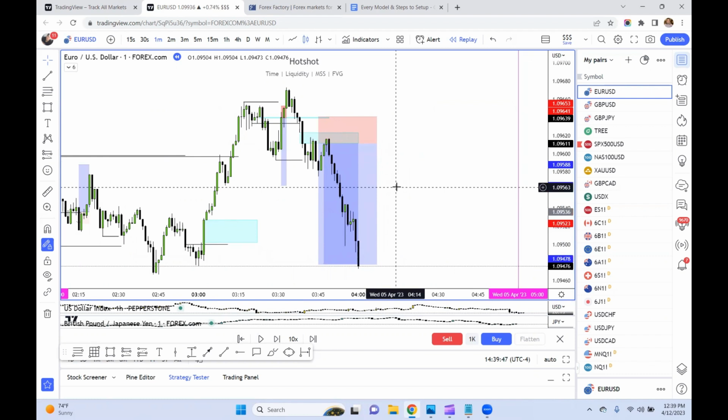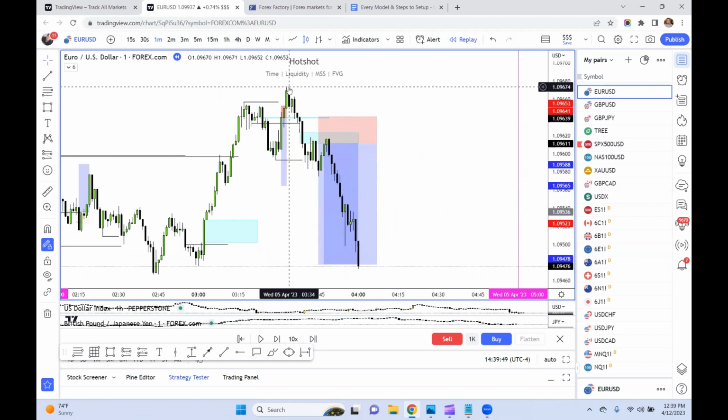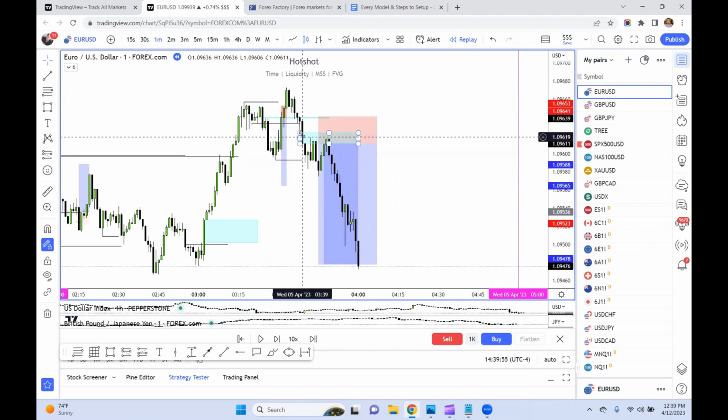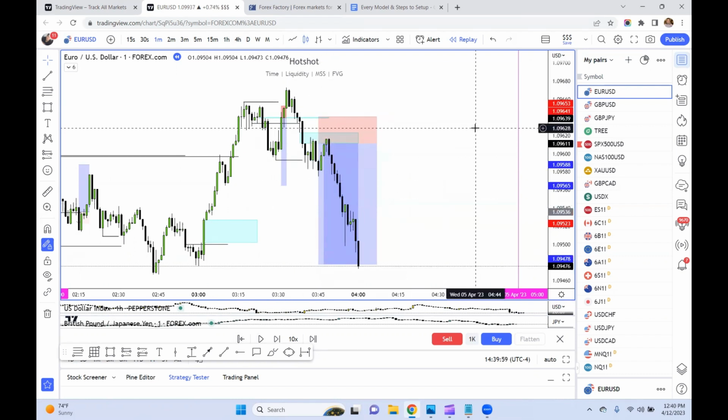Now, why did that work? Well, we had a run on liquidity. Boom. We took out some buy side liquidity. Market structure shift point was way down here. We shifted. Here's a fair value gap. Tapped it. Respected it. Boom. Beautiful setup. Beautiful entry. That is how you trade the London kill zone, okay, for the 2022 mentorship model.